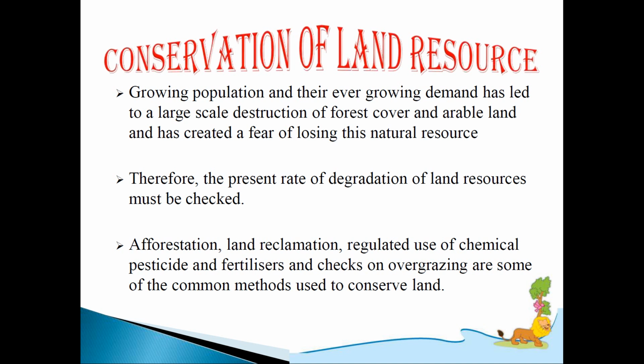How they are degrading, what can we do for that? So time to time it must be checked. Then what can we do for it? First, afforestation. What is afforestation? As we are cutting the trees, in that same measure, if we are cutting one tree, we must plant at least 2 or 3 trees. This is afforestation. It is exactly opposite to deforestation. We should plant more and more trees.